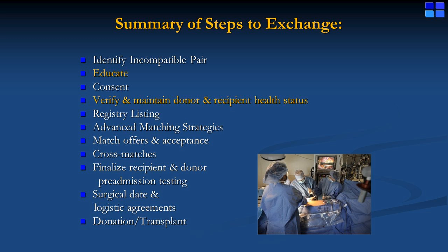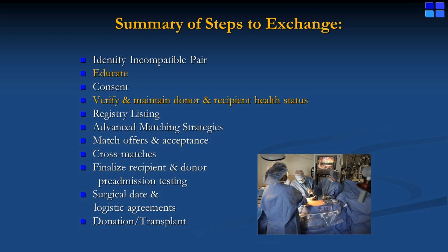So now I want to move to a summary of steps to an exchange, and I've highlighted two of them in orange. I am going to go back to identifying the incompatible pair as a point that's very important. So you can see that your education step is very important, so your pair is prepared to go on this journey with the transplant center, because finding a match can be difficult, and sometimes a national match can get canceled and reissued. So that pair needs to be educated for what to expect.